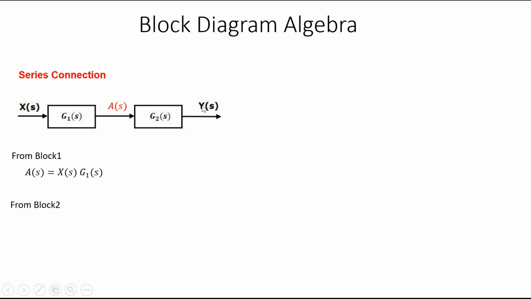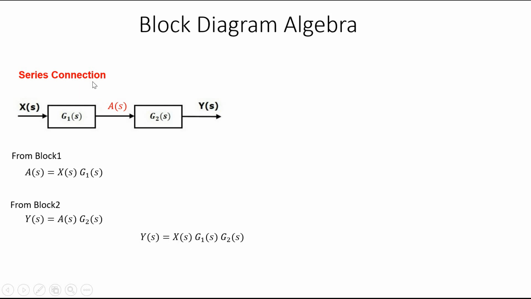Similarly, from block 2, we can say that Y(s), the output of this block, is equal to its input times this G2(s), so A(s) into G2(s). Again, Y(s) is equal to A(s) into G2(s). But A(s) is X(s) into G1(s), so we substitute A(s) here, and A(s) becomes X(s) into G1(s).